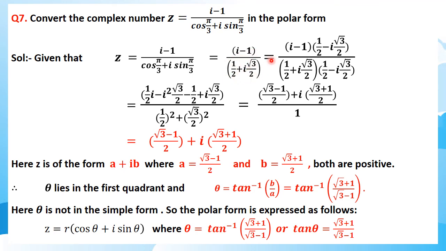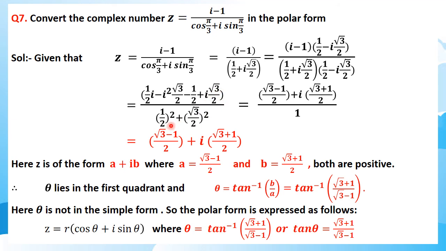To remove the imaginary part of the denominator, we will multiply the numerator and denominator by the conjugate of the denominator and expand the numerator and denominator. After expanding this, you will get half into i minus i square into root 3 upon 2 minus 1 into half, that is minus 1 upon 2, plus i into root 3 upon 2, divided by the denominator.